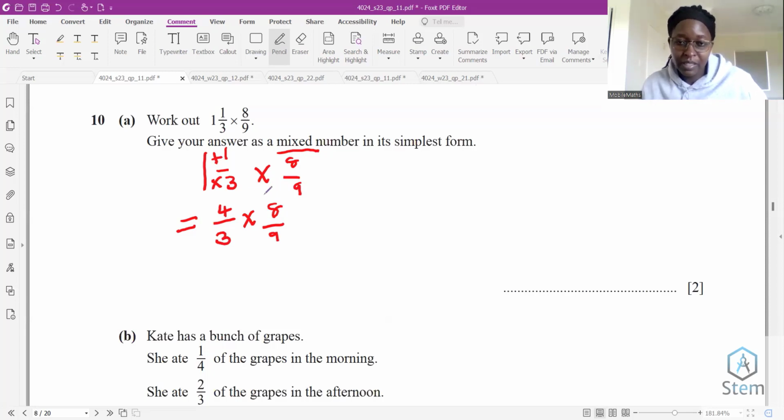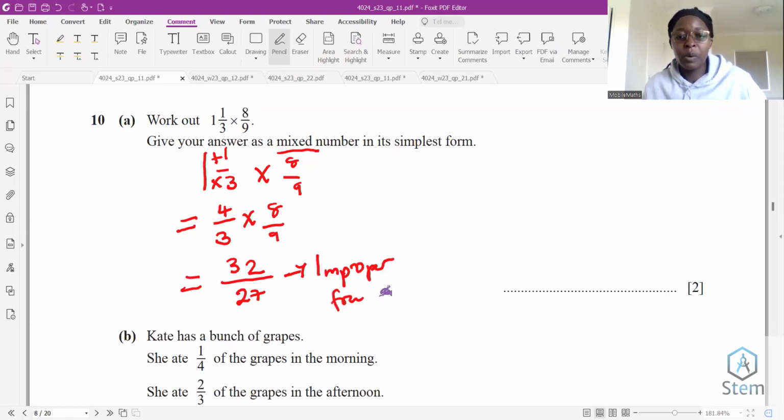So we are going to get ourselves 4 times 8. 4 times 8, that will give us 32. So this is going to give us a 32 over 3 times 9, that's a 27. Okay, so when it's like this, it's an improper fraction. This is an improper fraction. Okay, but we want us to have a mixed.